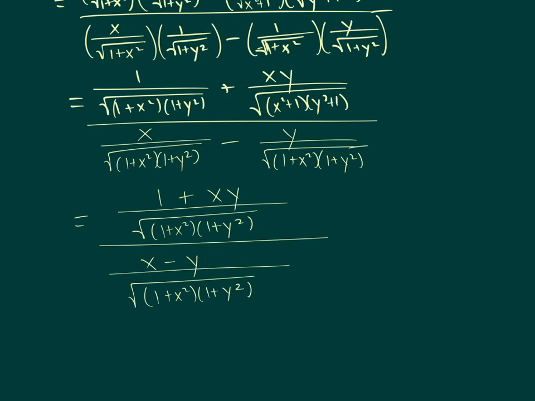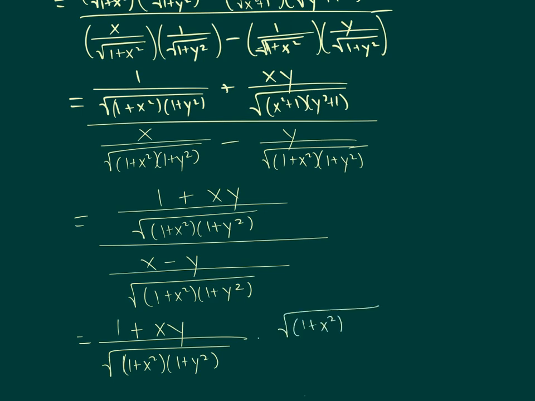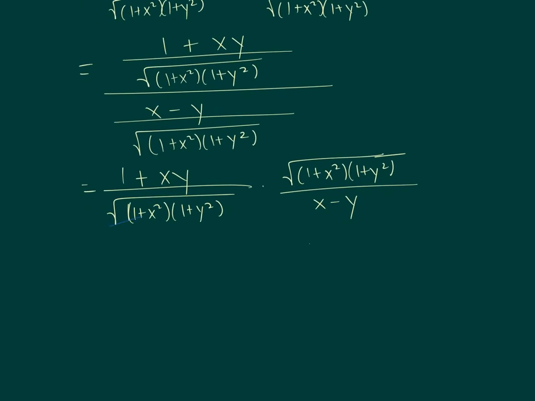I'm then going to divide these fractions with each other, so that means I'm going to multiply by the reciprocal. So I have 1 plus xy over square root 1 plus x squared 1 plus y squared times square root 1 plus x squared 1 plus y squared over x minus y. Denominator here and the numerator there cancel, so I'm left with 1 plus xy over x minus y. And that's my answer.